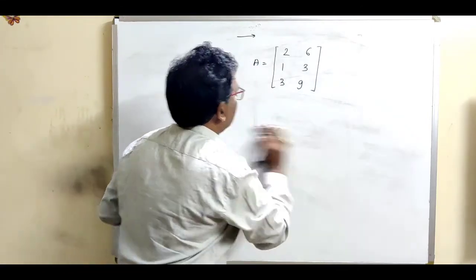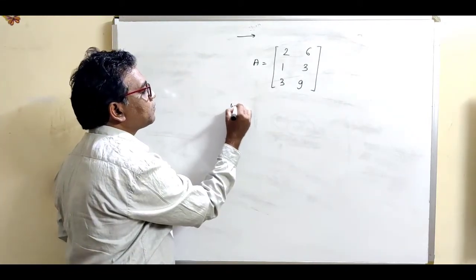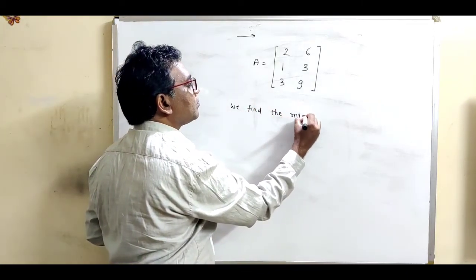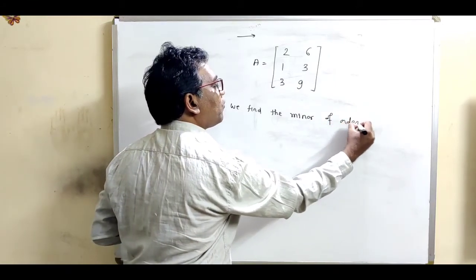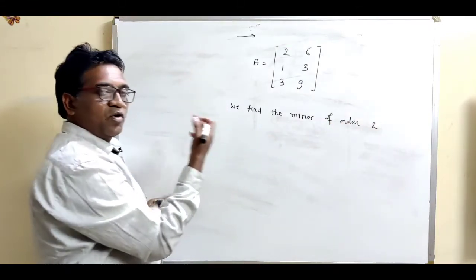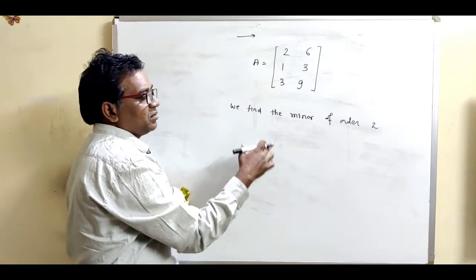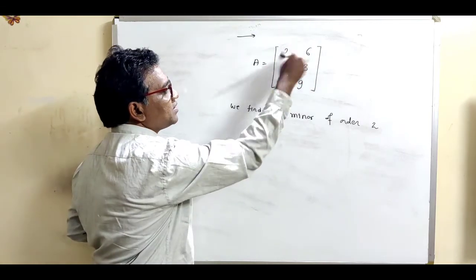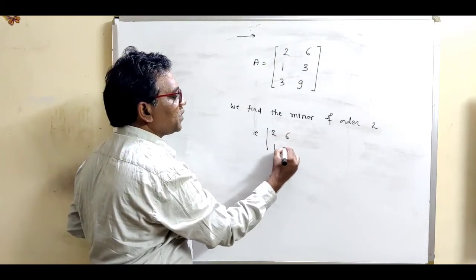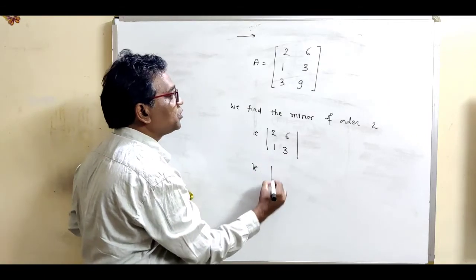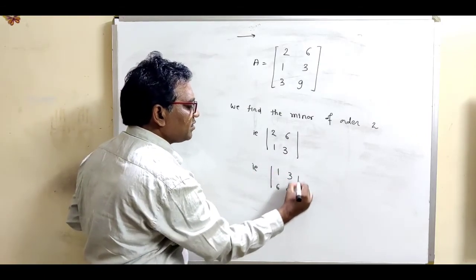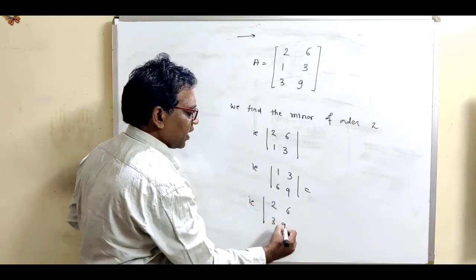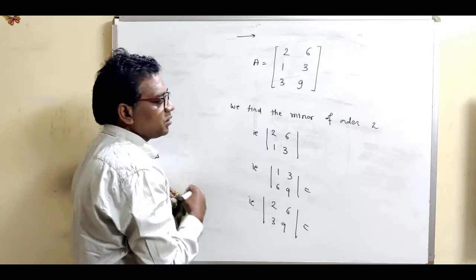So right here we find the minor of order 2. We cannot take the determinant of order 3. So let us write down, we find the minor of order 2. There are three determinants of order 2: 2, 6, 1, 3. This is the first determinant of order 2. 1, 3, 6, 9. This is the second determinant. And what is the third determinant? 2, 6, 3, 9.